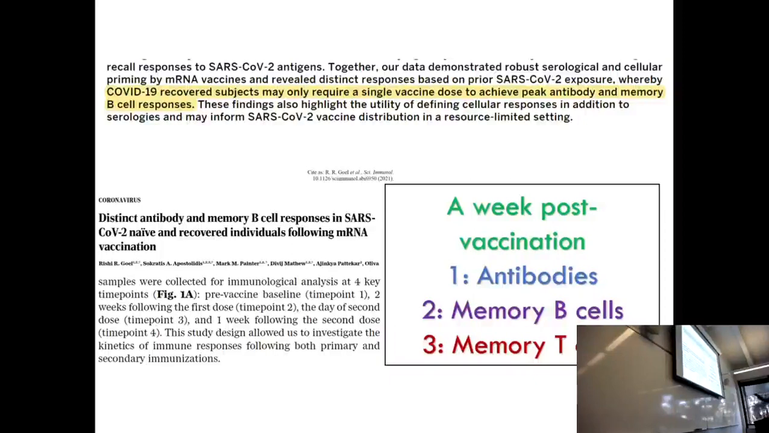So this is where they were looking at COVID recovered subjects, and they were saying you might only need a single vaccine dose to achieve the peak antibody and memory B cell responses. That's not to say that you don't need a booster. It's just to say that the original dose works well. And of course, the problem that this doesn't mention is the virus changes. So as the virus changes, we have to keep up with it.